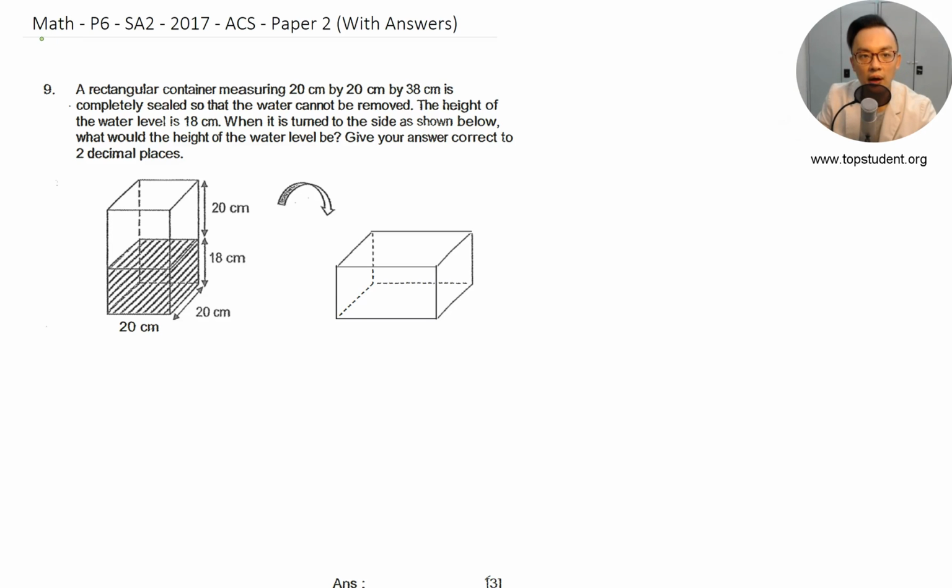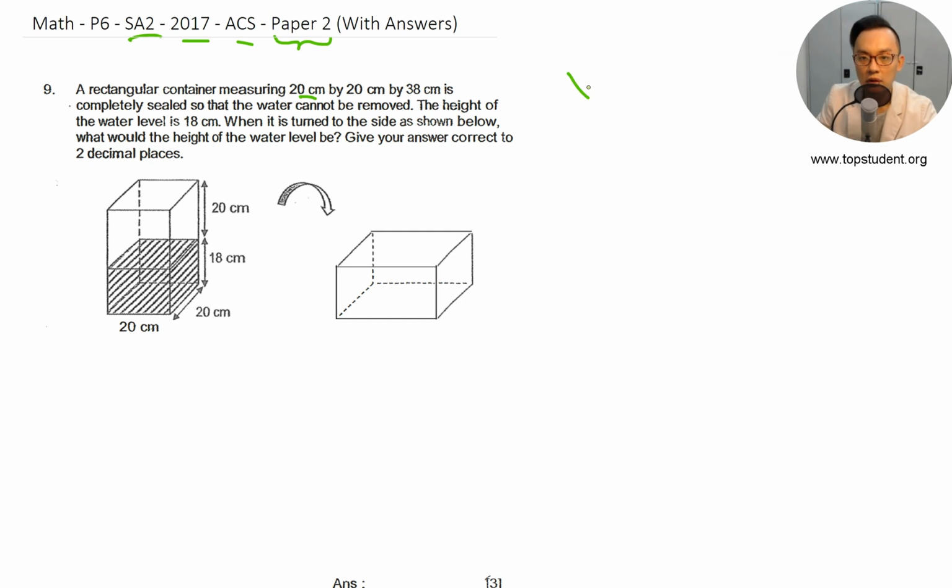We're going to go through Math Primary 6 for SA2 2017 ACS. I'm looking at paper 2. A rectangular container measuring 20 cm by 20 cm by 38 cm is completely sealed so that water cannot be removed. The height of the water level is 18 cm. When it is turned on its side, what will the height of the water level be?